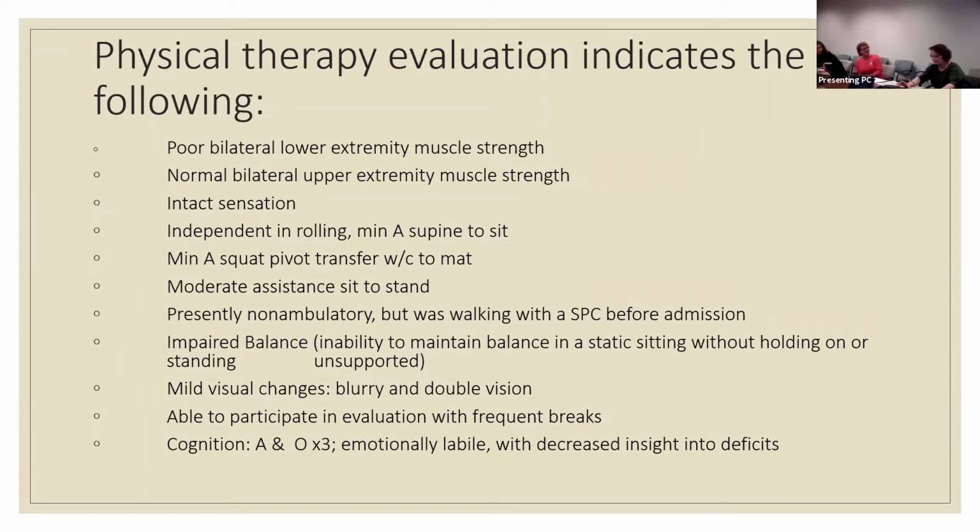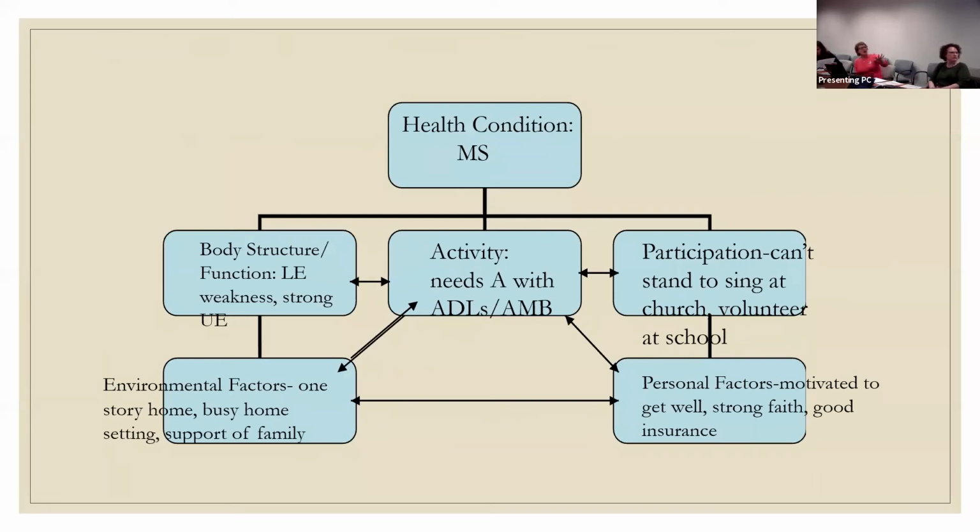So if we flip to the next one, this is how I would apply the model to her case. The condition that brought her to us is MS. Some samples of body structure function would be that she has weak legs but strong arms. We could certainly add a lot of other things, like vision would be important to note, of course. She needs help with her ADLs and her ambulation. She currently can't stand to sing at church or volunteer at school, and these are things that I ask my students to kind of just imagine, what would you do? So these would be questions you would want to make sure you ask.